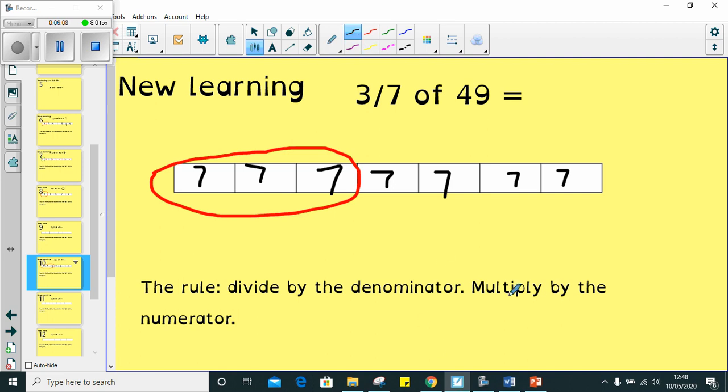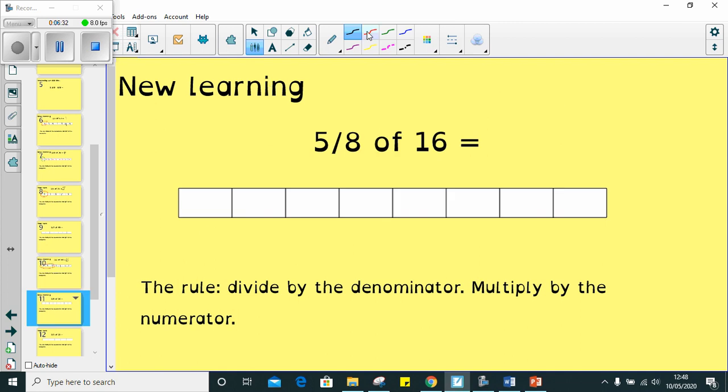So here I can multiply by the numerator. So I'm multiplying 7 by 3. That's what I've done here. So I can do 7, add 7, add 7, or 7 times 3, which is equal to 21. So that's how I work that out there. I've got my 49. I split it into 7 equal pieces. Then I multiply one piece by 3 and get my answer there.